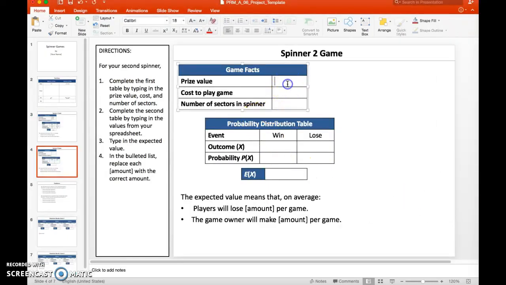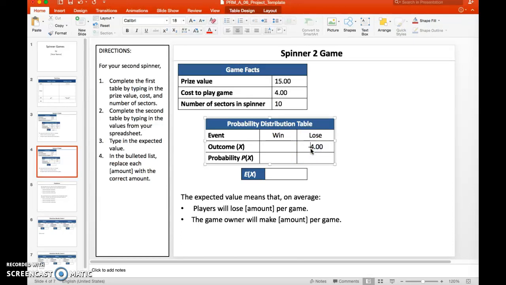Again, my price value has to be between 10 and 30, so $15. This time I'm going to say my cost to play is $4. I'm going to up the number of spinners to, let's say, 10. Why not? So the cost to play is $4.